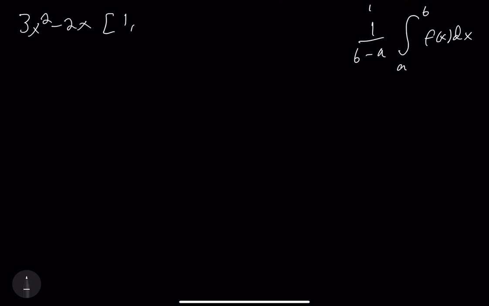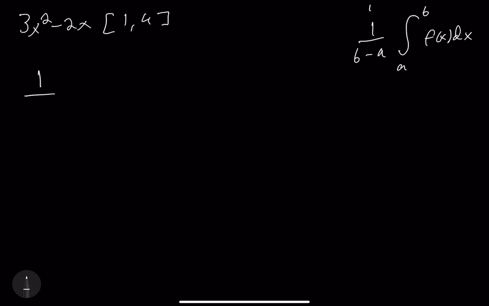Okay, now let's go on to the next step, which is finding the average value. So the equation for average value is 1 over b minus a, the integral from a to b of f of x dx. So for the first example, we'll use the equation 3x squared minus 2x evaluated from 1 to 4, and let's find the average. Okay, so first thing we do is set this up.